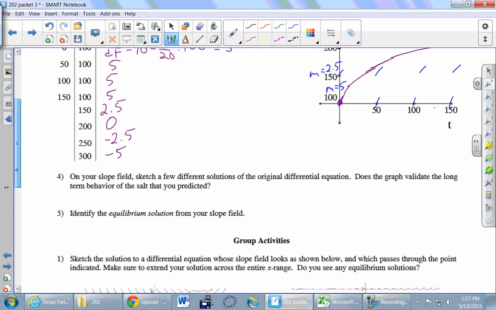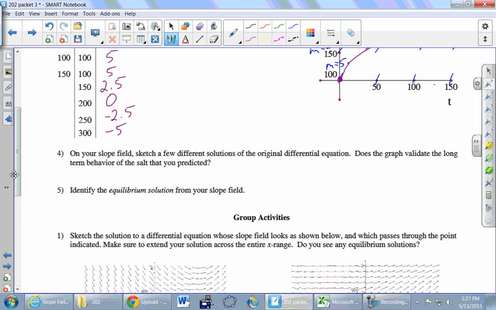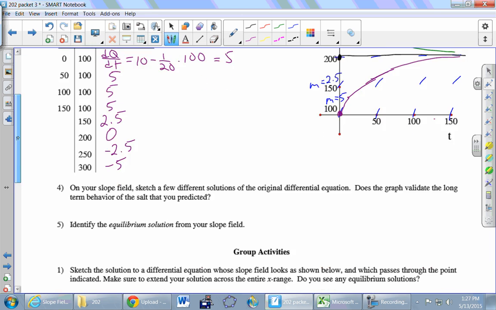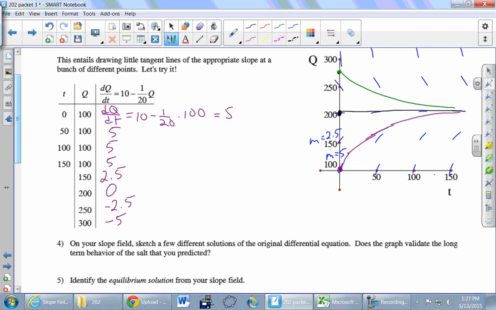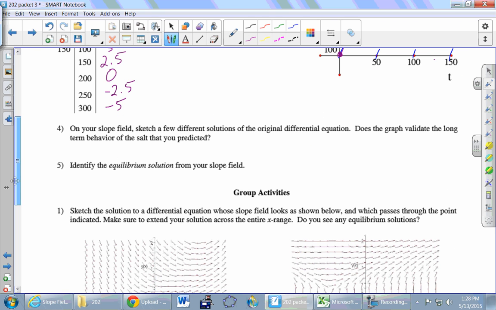All right, so number 5, last definition, and then the activities. Equilibrium solution is 200. If you pick Q equals 200, you are at equilibrium. Nothing changes. Your derivative is constantly 0. No, not every slope field has an equilibrium solution.